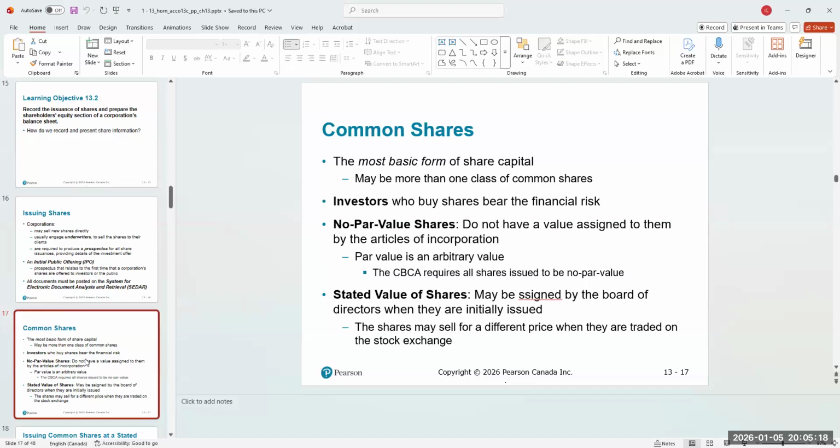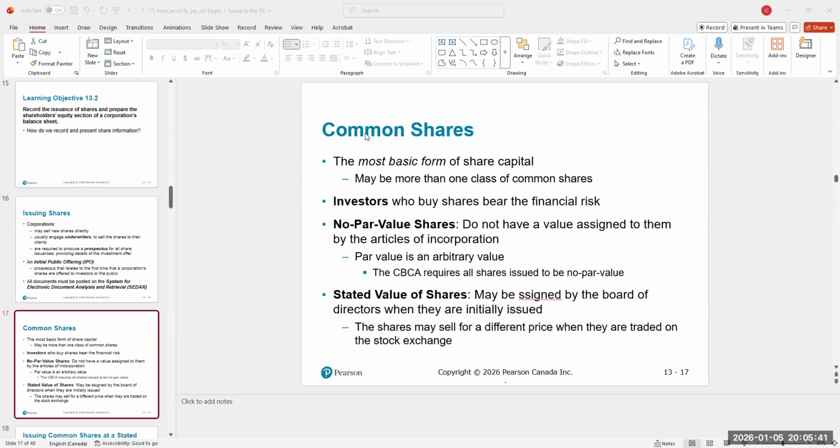Common shares. So now we issue the shares. The first type of share that we can issue is the common shares. Common shares represent the most basic form of share capital. We can have many, but you may have only one class of common shares, or maybe two classes of common shares.